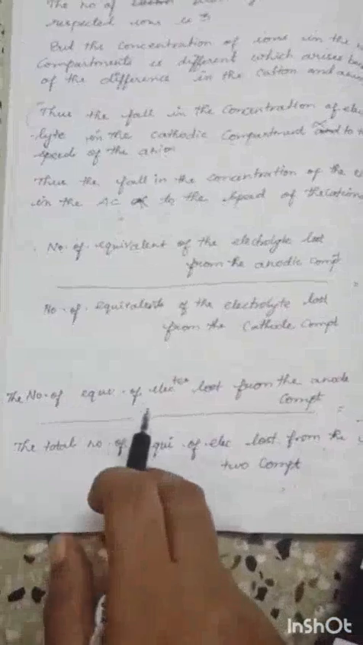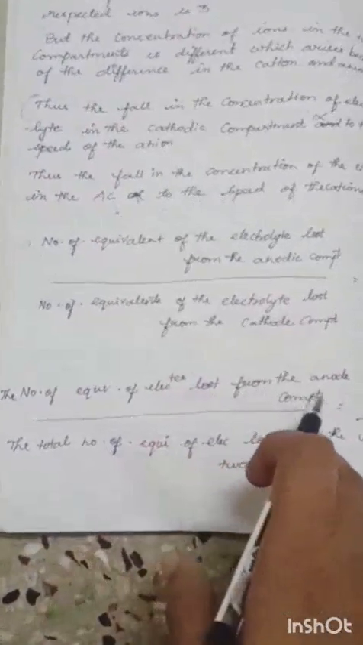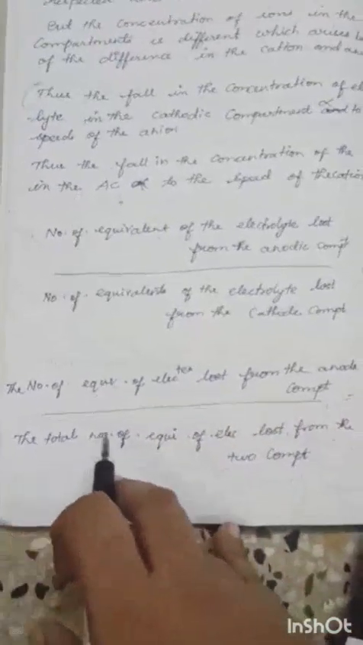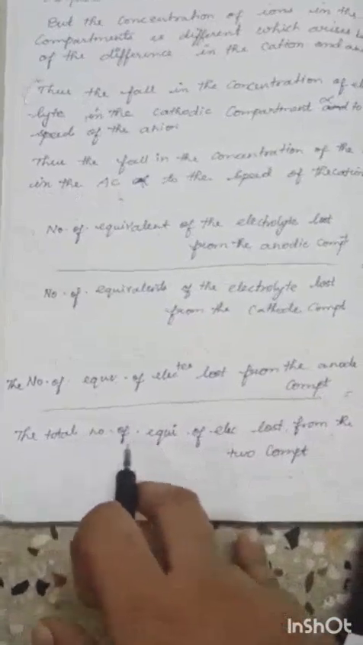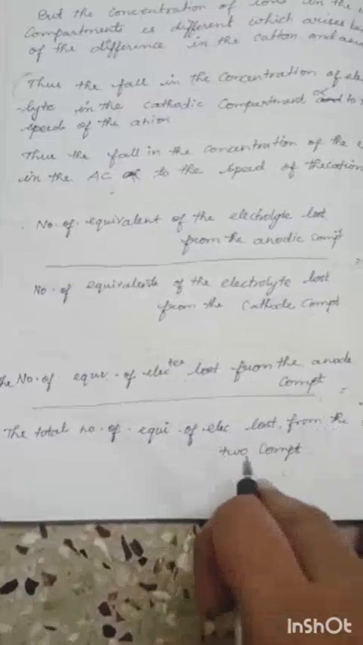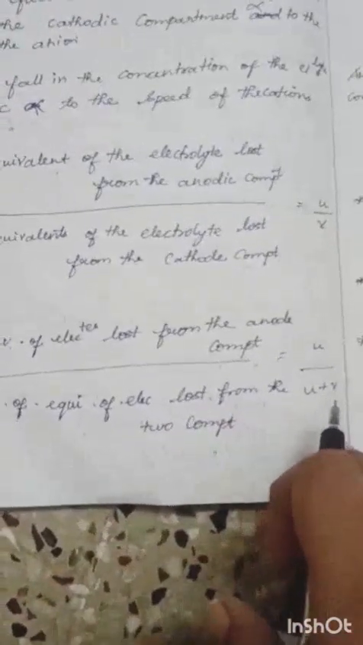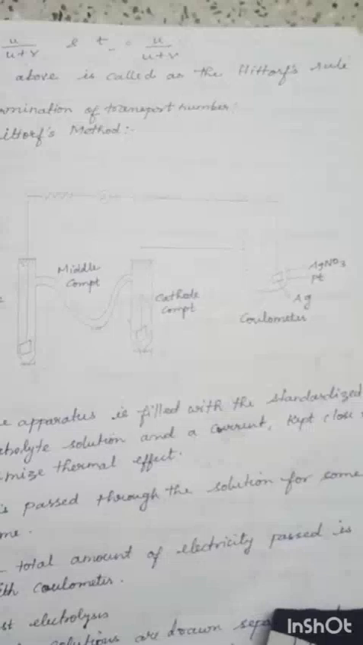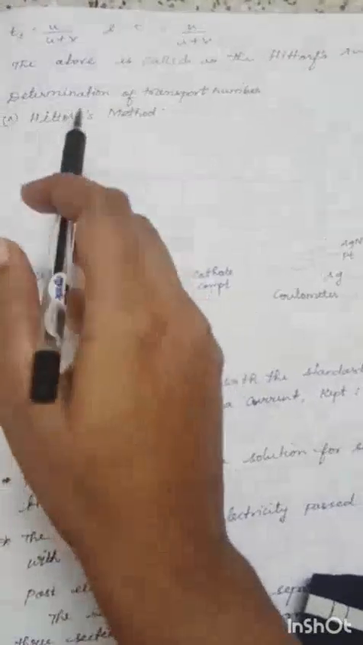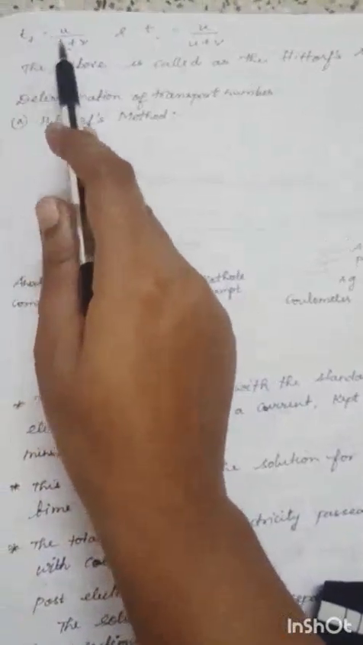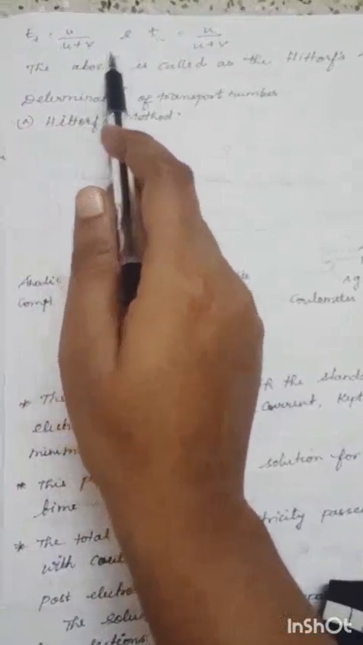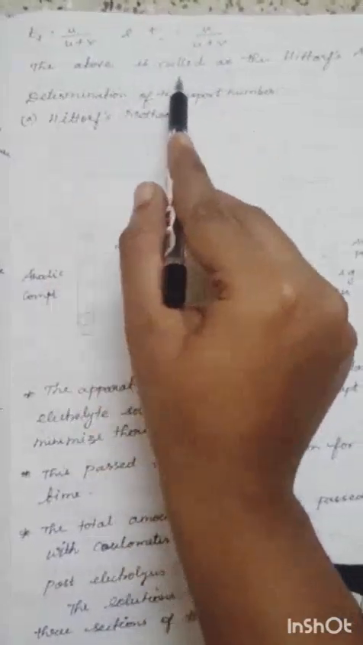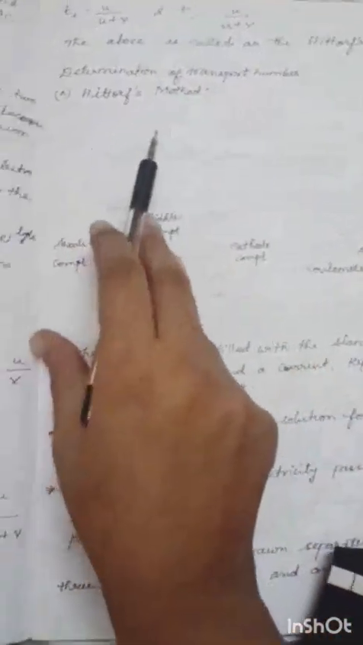Then the number of equivalents of electrolyte lost from the anodic compartment is U divided by the total number of equivalents of electrolyte lost from the 2 compartments, that is U plus V. Altogether, t+ equals U by U plus V, and t- equals V by U plus V. The above is called Hittorf's rule.